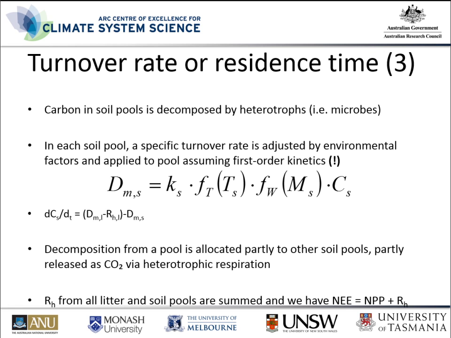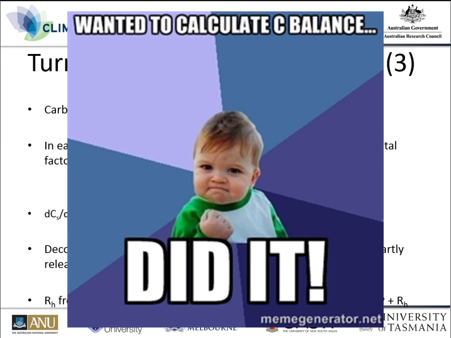Okay? And then we sum up heterotrophic respiration for litter, soil pools, etc., etc. And then we have NEE, which is the NPP we had from all the plant calculation minus heterotrophic respiration. So this is mission accomplished.